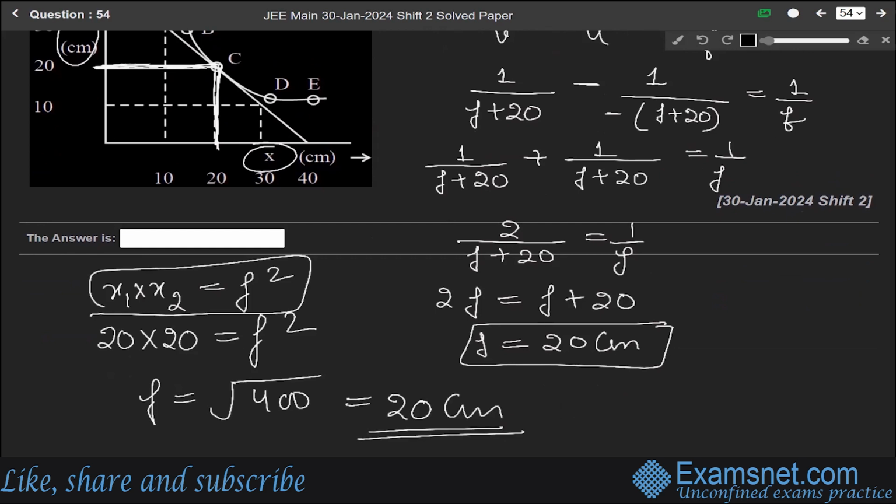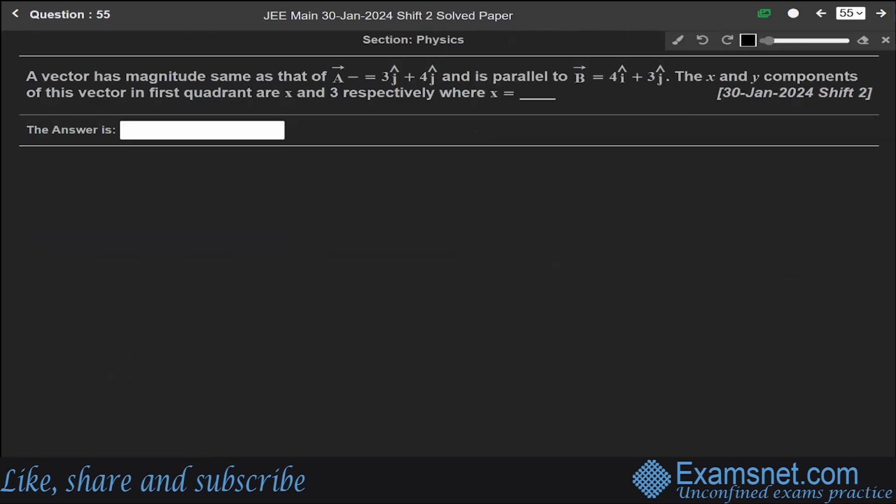Okay. Now next, question 55. A vector has magnitude the same as that of A equals 3i cap plus 4j cap, and it is parallel to B, 4i cap plus 3j cap. The x and y components of this vector in the first quadrant are x and 3 respectively. Okay, we have to find the x component. So this question is from the chapter of kinematics.